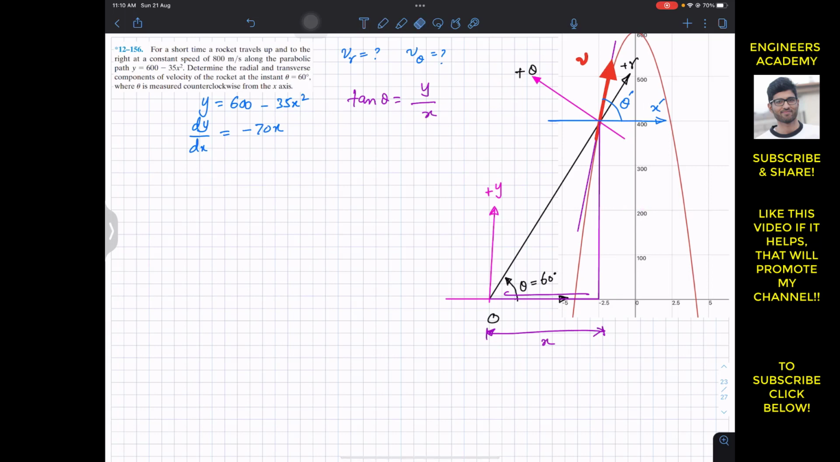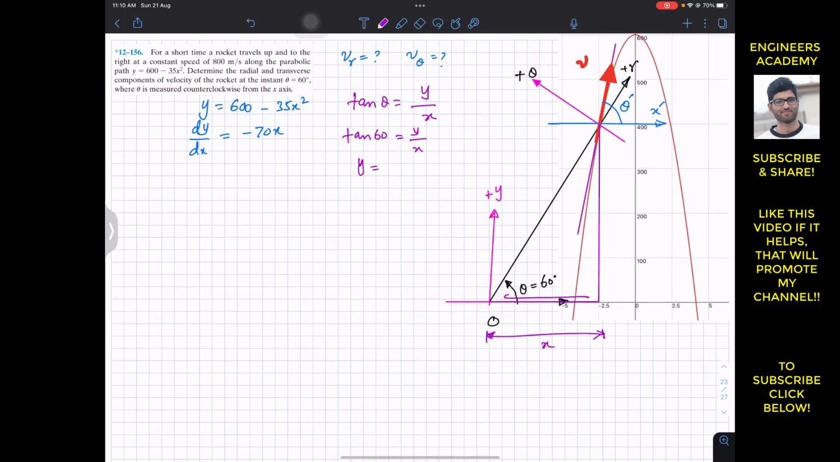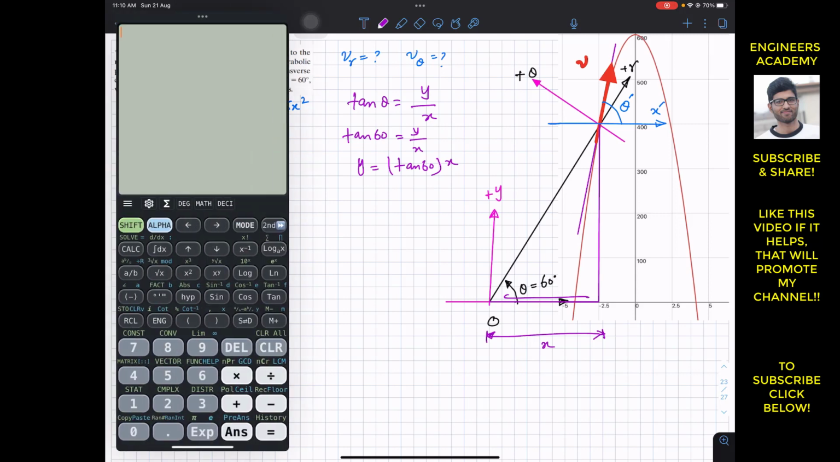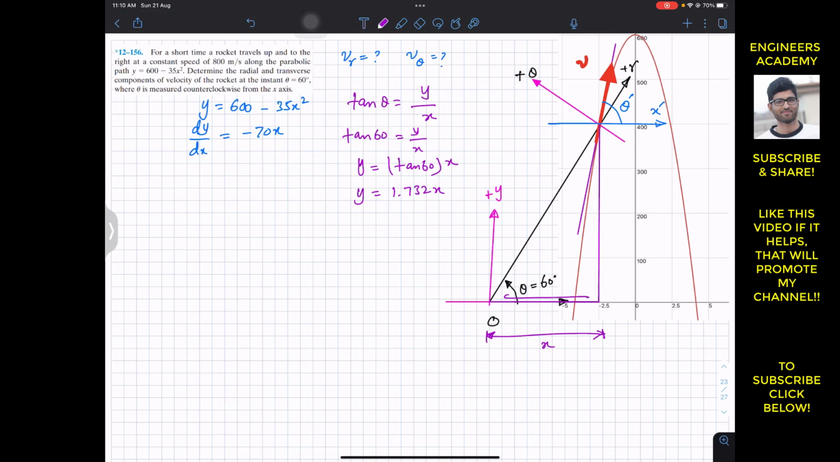Now we know that the angle is 60, so we can say that tan 60 is equal to y divided by x. Or we can say that y is equal to tan 60 into x. We can find tan 60, which is 1.732. So y is equal to 1.732x. So now this is y as a function of x when O is taken as the reference.